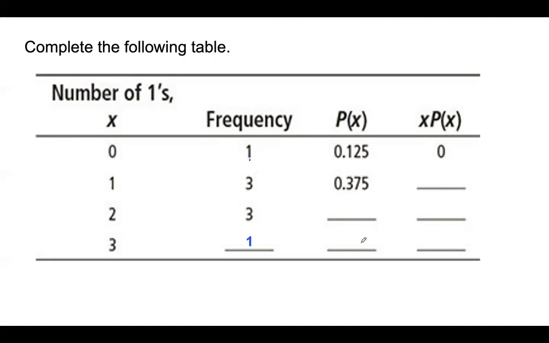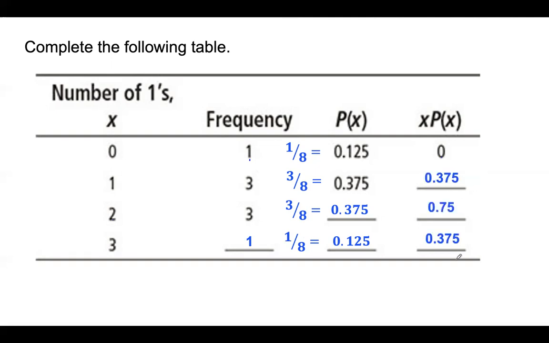So we can compute these probabilities, and we see that this would be 1 over 8. This would be 3 over 8. This would be 3 over 8. This would be 1 over 8. Now we can take this probability, multiply it by x, and get 0. Here would be this number, and this number. Next, you see that this sums up to 1.